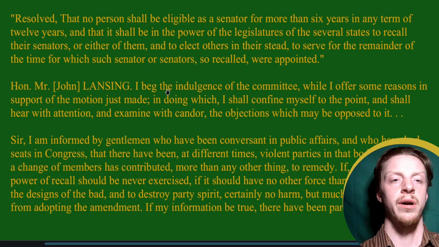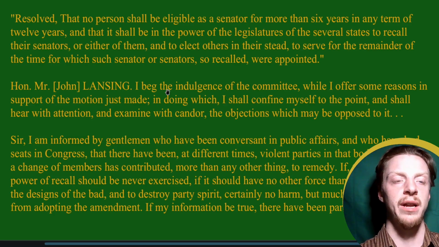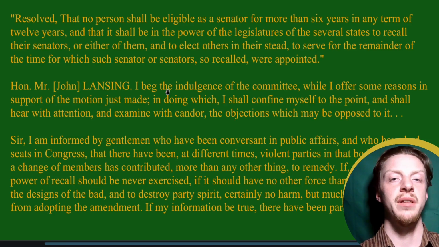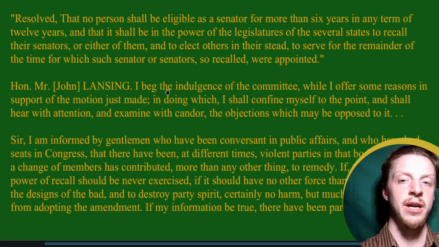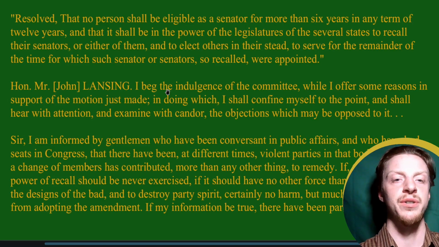Quote, resolved, that no person shall be eligible as a senator for more than 6 years in any term of 12 years, and that it shall be in the power of the legislatures of the several states to recall their senators, or either of them, and to elect others in their stead to serve for the remainder of the time for which such senator or senators so recalled were appointed.